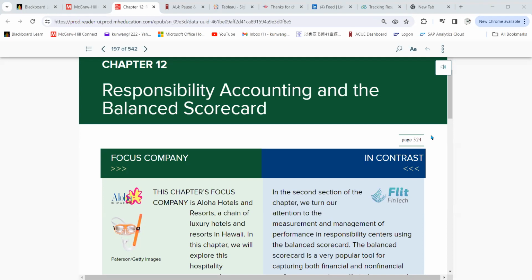So after the midterm exam, we went over the review, tagging along with the CVP analysis. We did the special decision making, majorly looking for short-term decisions. So we talk about the relevant cost.